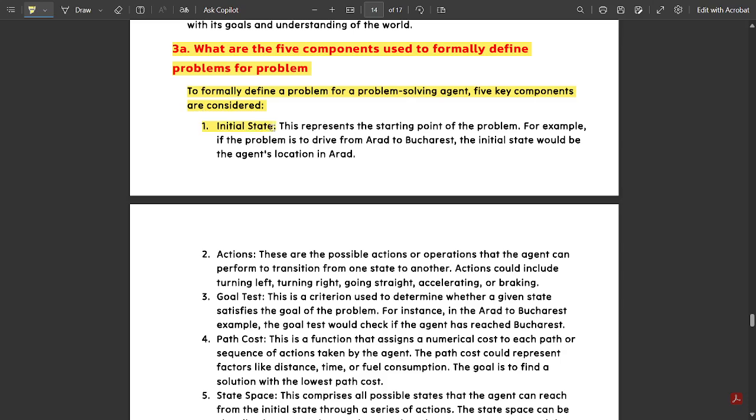First, we should define the initial state. This represents the starting point of the problem. For example, if the problem is to drive from Arad to Bucharest, these are two city names, the initial state would be the agent's location at Arad. They have given one example: the problem is to drive from Arad to Bucharest. In order to drive from one city to another city, you should have the location in your mind, and finally you should reach the destination, that is in this case Bucharest.